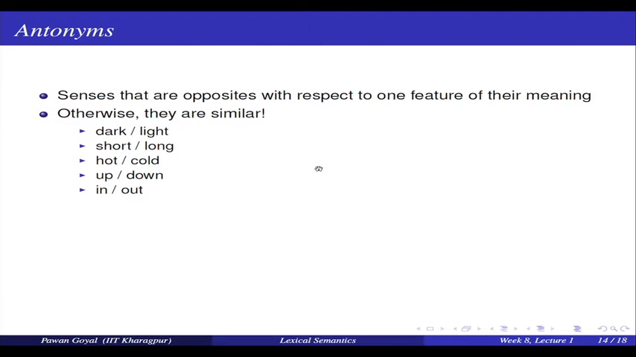So what we are seeing in antonyms is that they have very similar meaning, but they are opposite only in one aspect of the meaning. Like dark and light, short and long, hot and cold, up and down, in and out. They are opposite only in one aspect, otherwise they are similar.